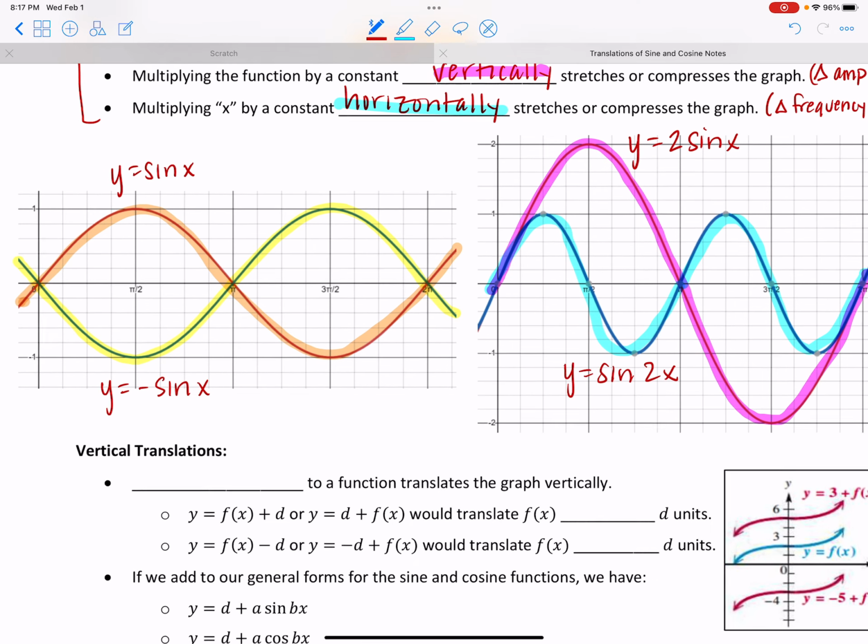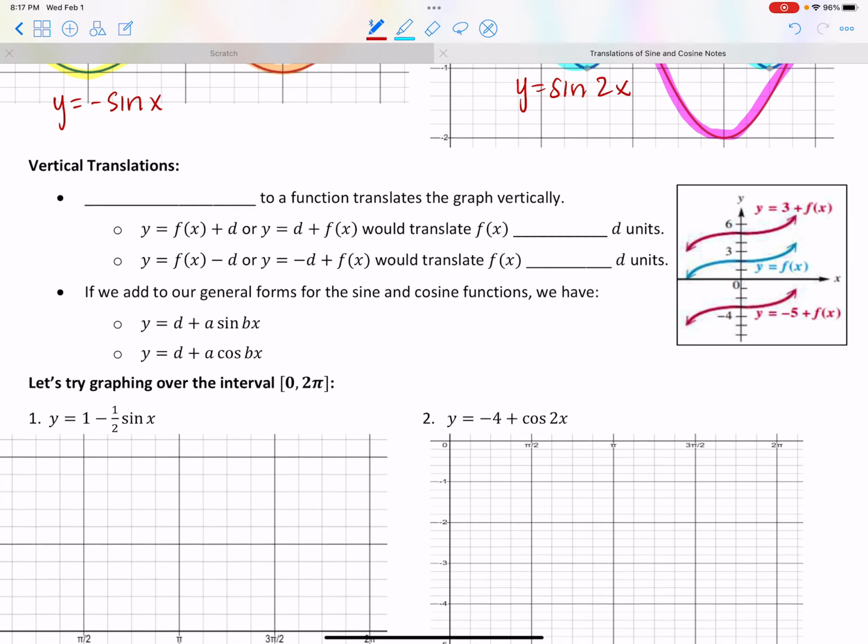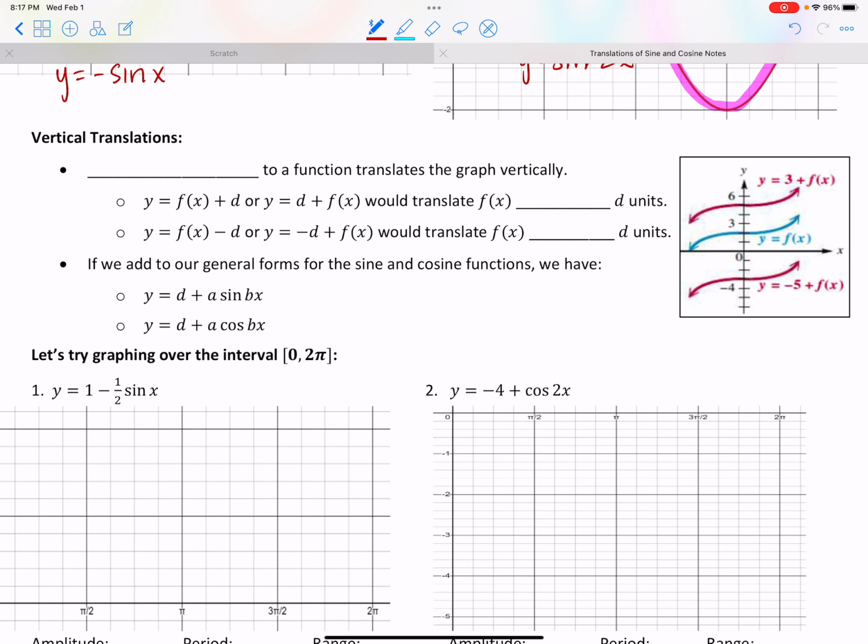Now let's talk about translations, the other types of transformations. So hopefully you remember from college algebra, if we are to add to our function, so we have some function, and let's say we add 3 to it. Then if this is our original function, adding 3 just makes every single point on that graph shift up 3. So when we're adding to our function values, we're going to move vertically. So we're going to say that adding to our function is going to shift us, or translate us, vertically.